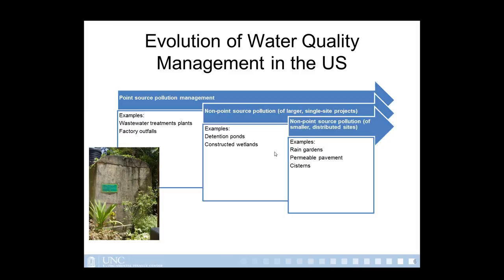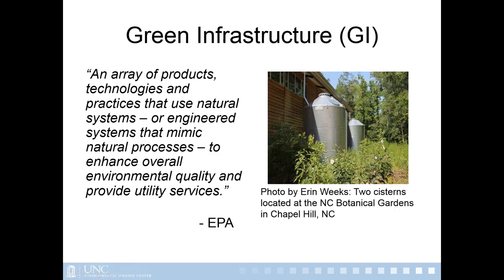The next slide will show you that not all green infrastructure, or at least water cisterns, look quite like that old concrete cracked one that I showed on the previous slide. These cisterns here are from the North Carolina Botanical Gardens, and they were installed just a few years ago.